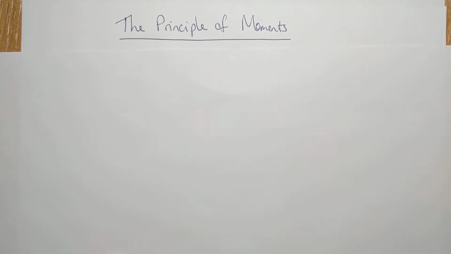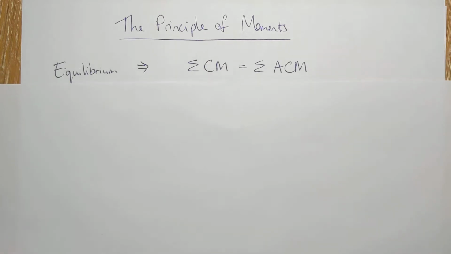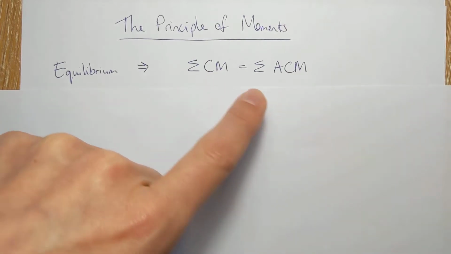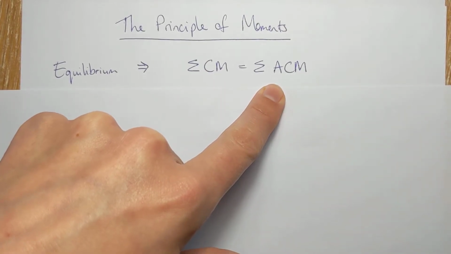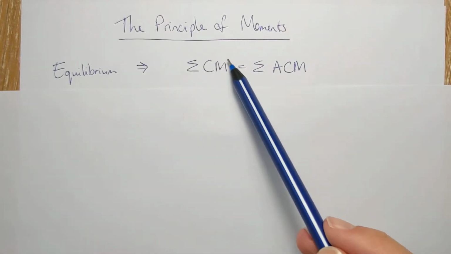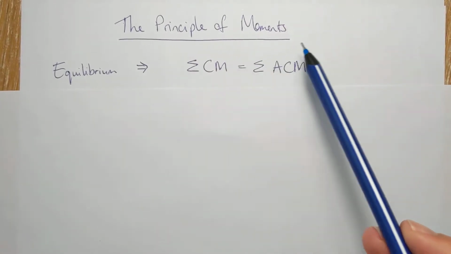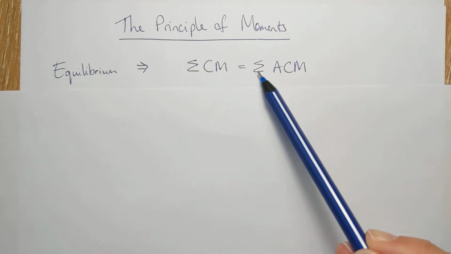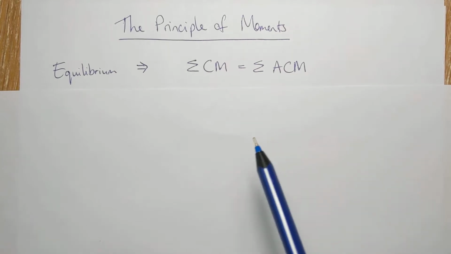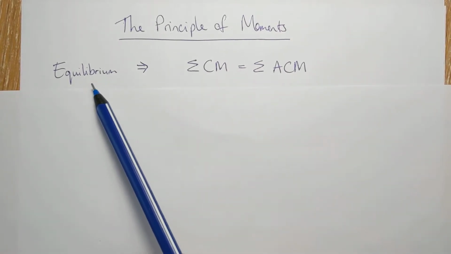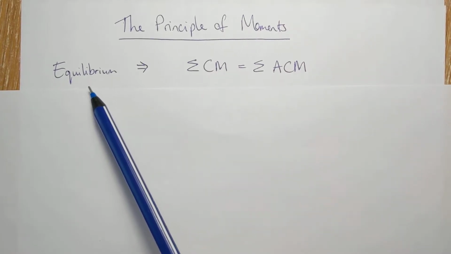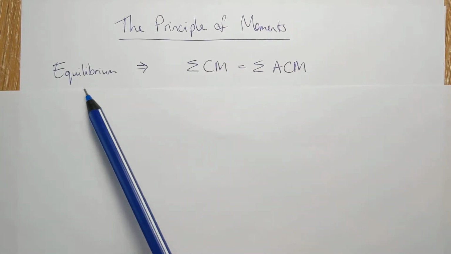The principle of moments tells us that if an object is in equilibrium, then the sum of the clockwise moments on the object is equal to the sum of the anti-clockwise moments on the object. In other words, if you add up all the moments that are trying to turn the object clockwise and you add up all the moments that are trying to turn the object anti-clockwise, then these two totals will be the same. So this is the second condition for an object to be in equilibrium. The total force on the object has to be 0 and the total moment on the object has to be 0.